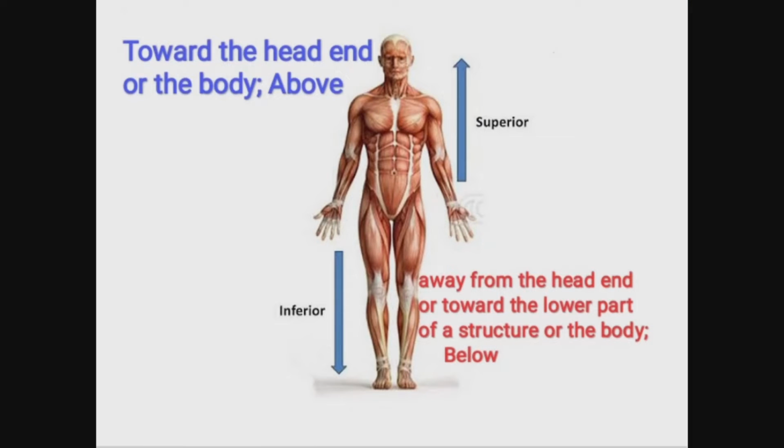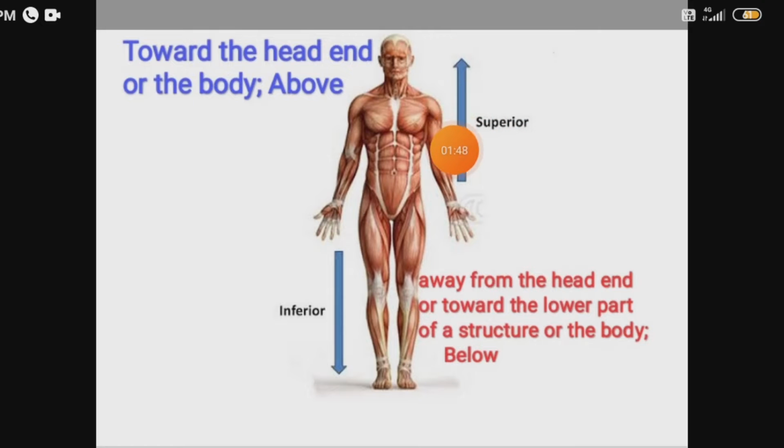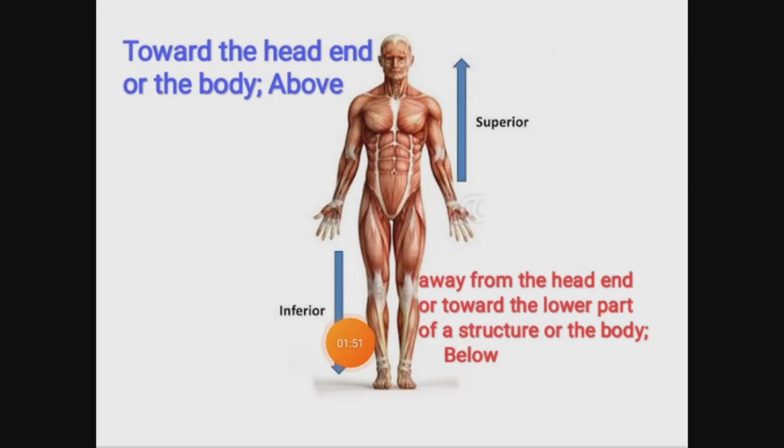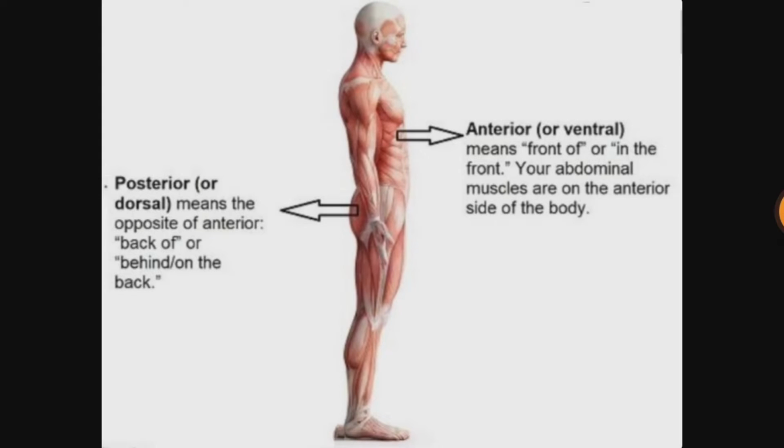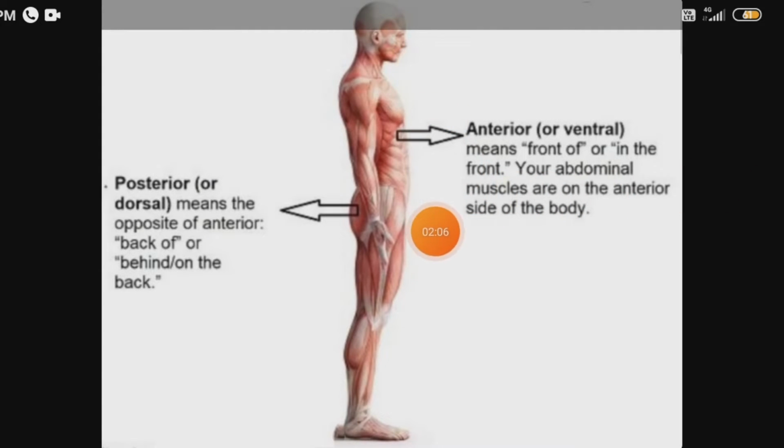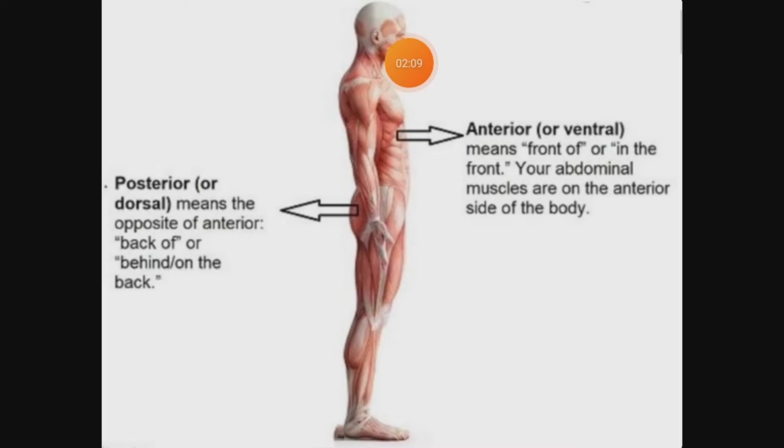See the picture. It is the superior and it is the inferior. Superior, toward the head end of the body, above, and inferior is below. It is the anterior part of this human, and this is the posterior part, the posterior side. Okay, anterior or ventral, and this is the posterior or dorsal.